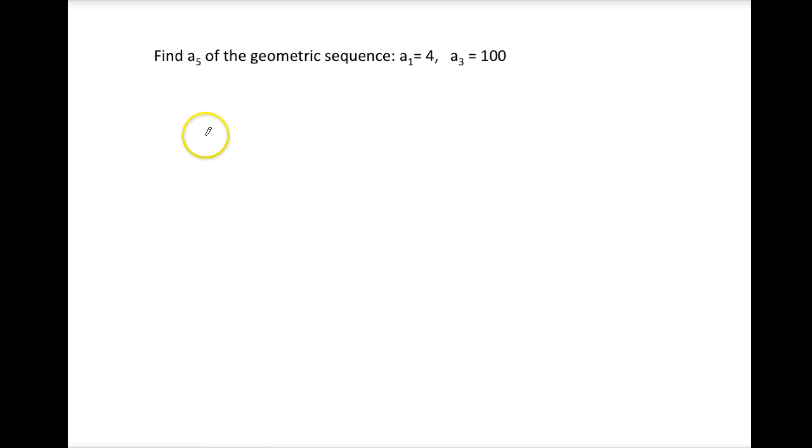So we get started. We want to find a sub 5, so the fifth term in a geometric sequence. Again, very important that they told us that so that we know we're using multiplication and not addition here. My first term, a sub 1, is 4. My third term is 100. So again, we have this mystery blank. We go 4, some number for our second term, and then we go to 100, and then we would carry on from there.